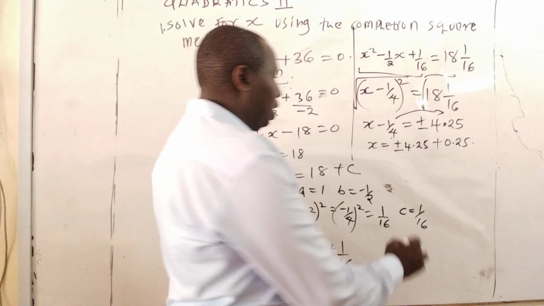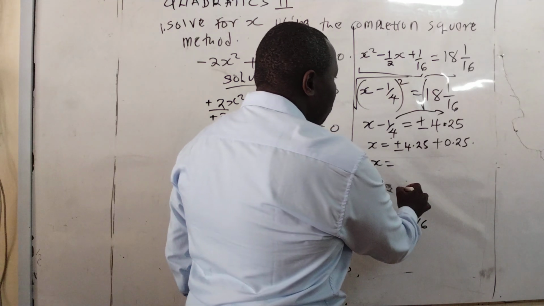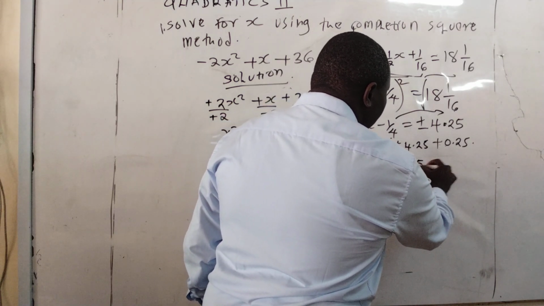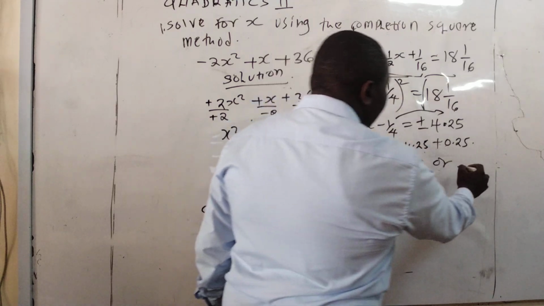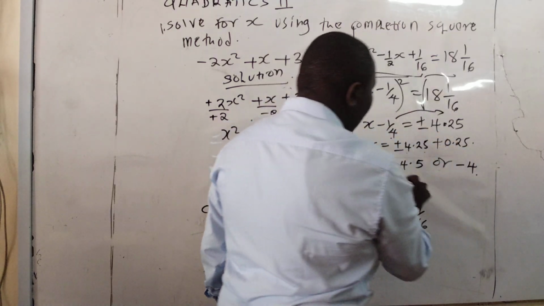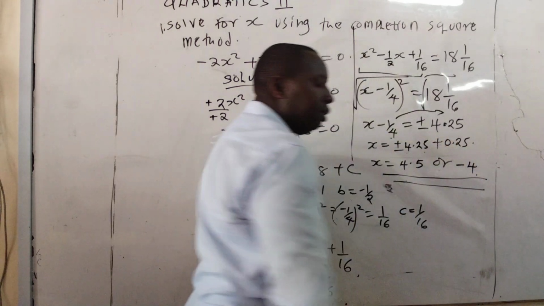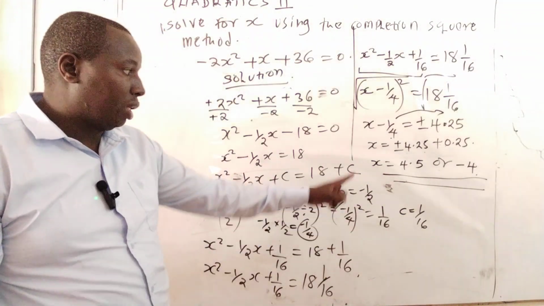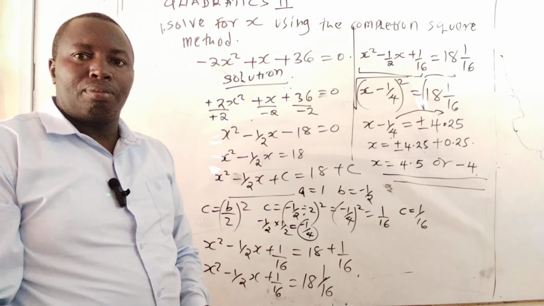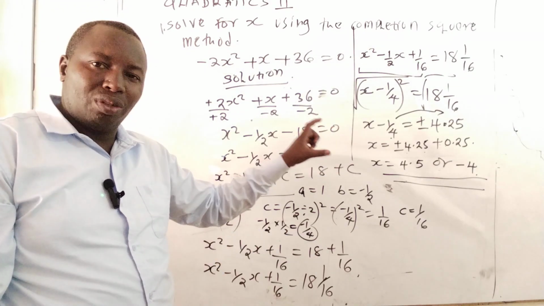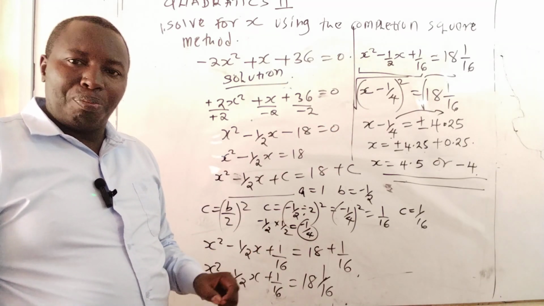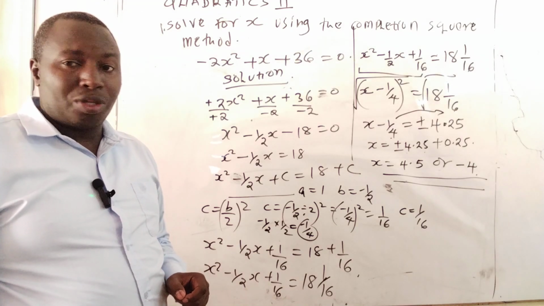The two values of x that you get: x will be equal to 4.5 when it is positive, or when it's negative, that would be negative 4. And these are the two values of x for that question. So that is how you deal with that kind of question, the completing square method.